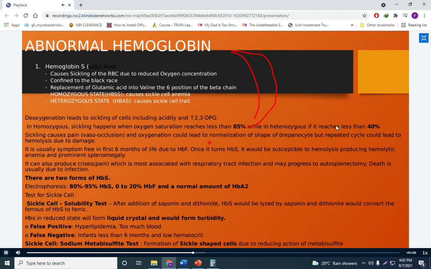Now, to treat this class, para gamutin to, they have to perform repeated cycles of oxygenation. Oxygenation. Para mabalik sa normal yung shape niya. So kahit pa paano, reversible pa rin siya. Naintindihan? Okay. It is usually symptom-free in the first 6 months of life due to fetal hemoglobin. So may mga fetal hemoglobin pa kasi. Hindi pa siya nagiging adult hemoglobin.